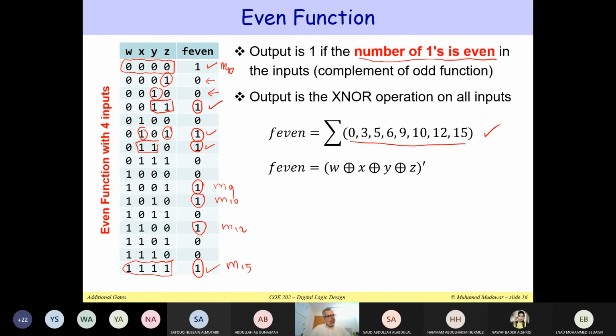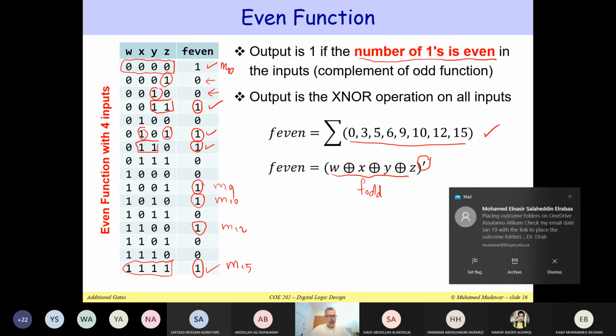But the nice thing about the XOR and the exclusive NOR is that they are meant to be used for odd and even functions. So here I can write it as W XOR X, XOR Y, XOR Z, but this will give me F odd. If you look inside the parentheses, this is F odd. So what we have to do is complement the F odd to get the F even. So this is why we have this prime here. It means the complement of the F odd.